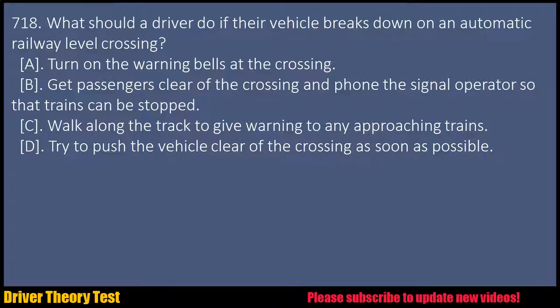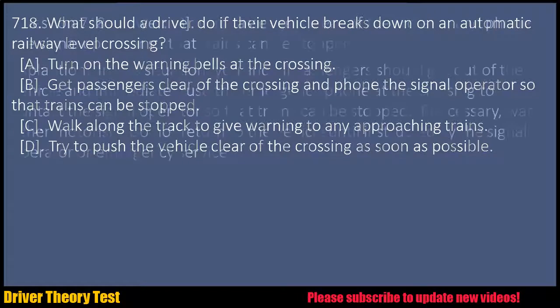Question 718. What should a driver do if their vehicle breaks down on an automatic railway level crossing? A. Turn on the warning bells at the crossing. B. Get passengers clear of the crossing and phone the signal operator so that trains can be stopped. C. Walk along the track to give warning to any approaching trains. D. Try to push the vehicle clear of the crossing as soon as possible.